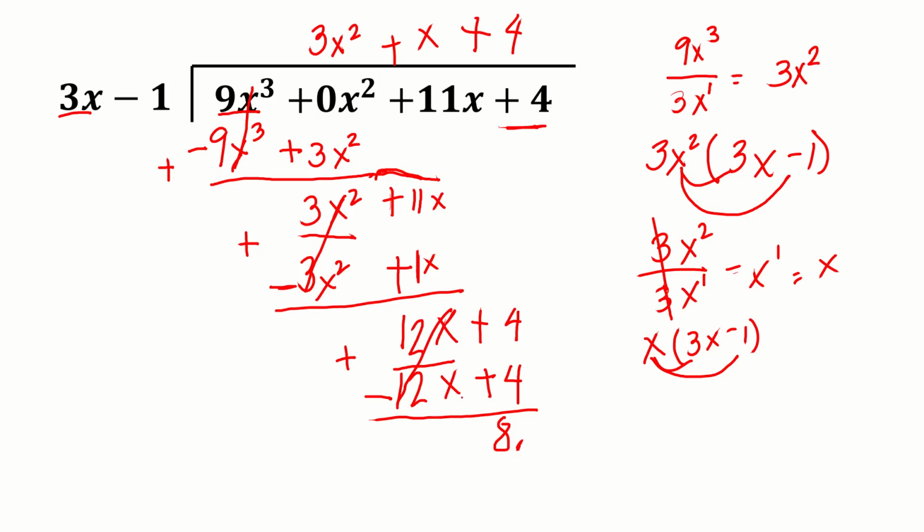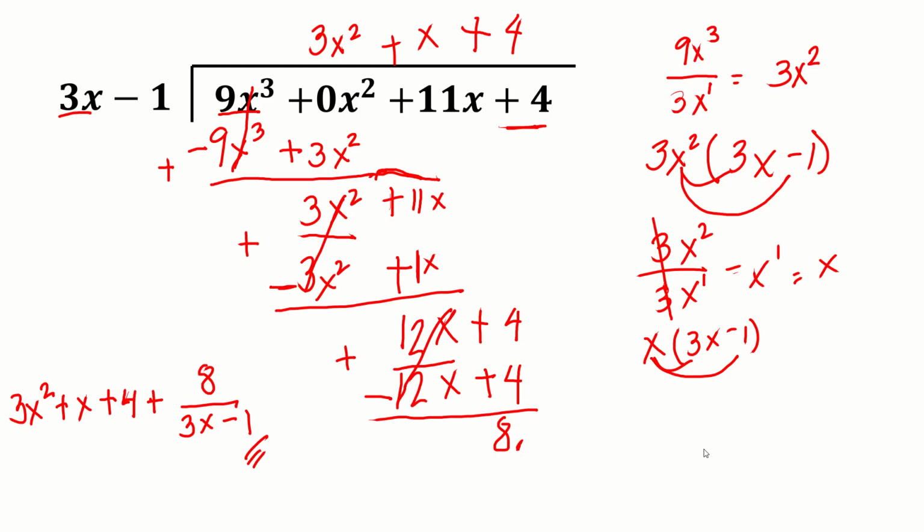Now, paano natin isusulat yung final answer natin kung meron tayong remainder? So ang magiging final answer po natin will be, copyhin natin yan sa taas. So that is 3x squared plus x plus 4. Then the remainder, so plus kasi positive to. So 8 over the divisor na 3x minus 1. So that is our final answer. 3x squared plus x plus 4 plus 8 over 3x minus 1.